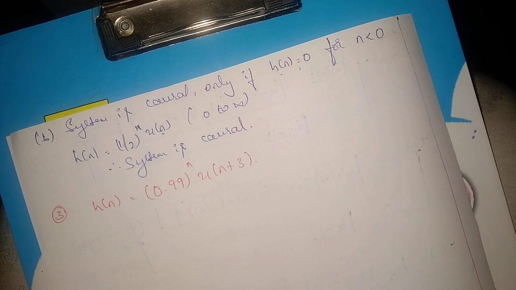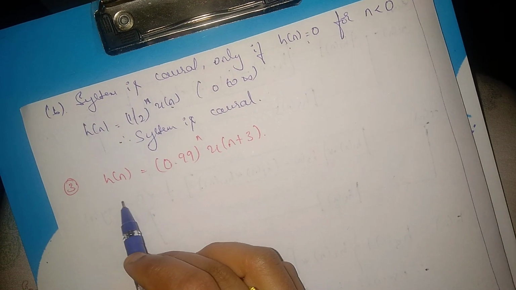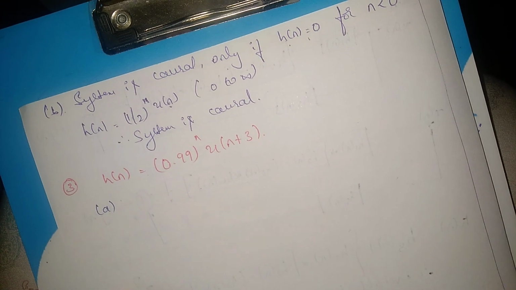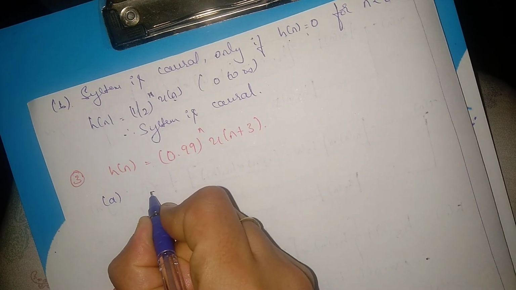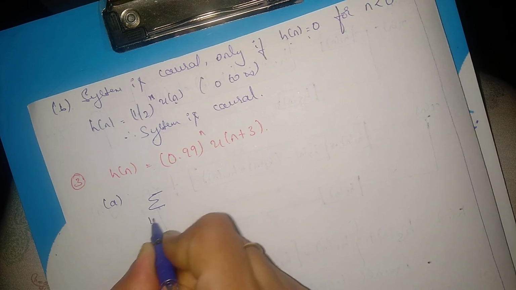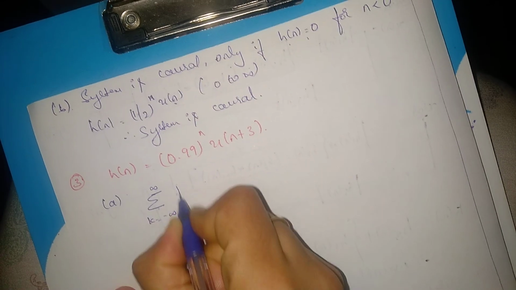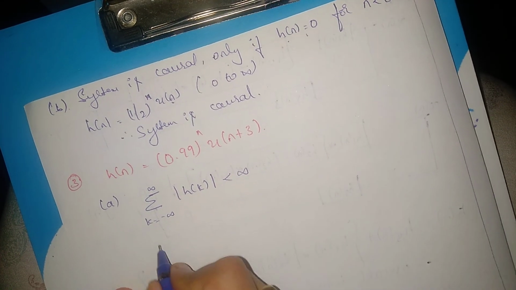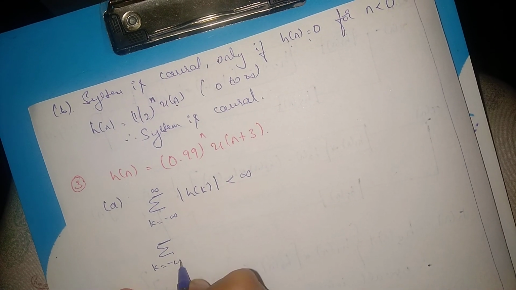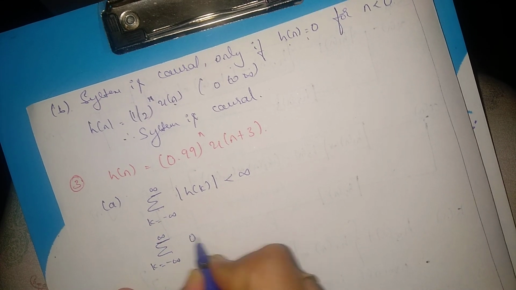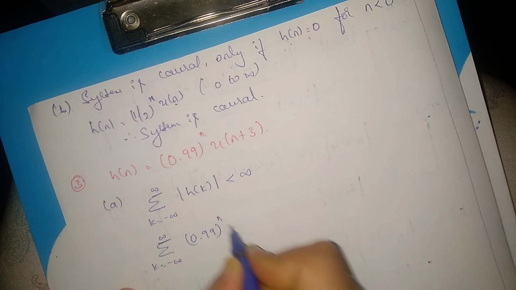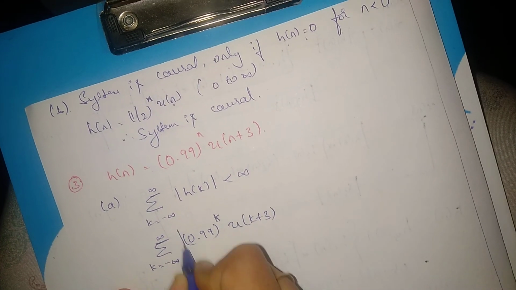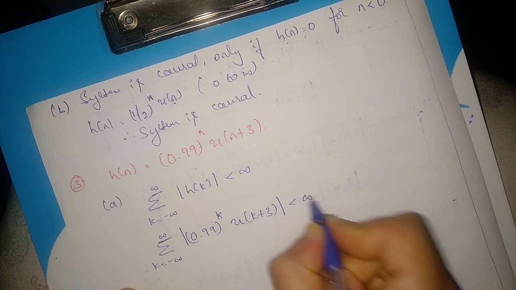The next problem is the same kind of problem, we need to check whether it is stable and causal. H of n is given. So to check the stability, the summation k varies from minus infinity to infinity of the modulus of h of k should be less than infinity, right? I am substituting here, k from minus infinity to infinity, 0.99 to the power of k, u of k plus 3. This whole thing should be less than infinity.